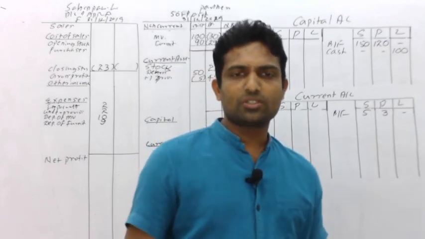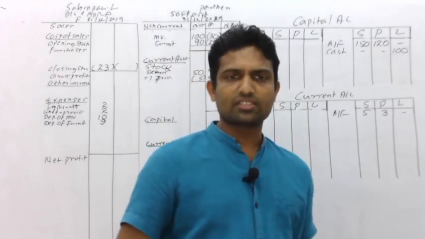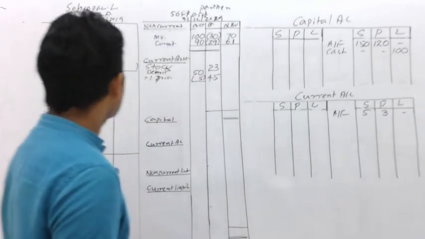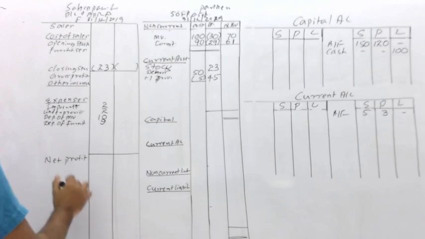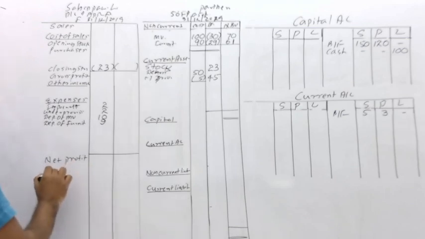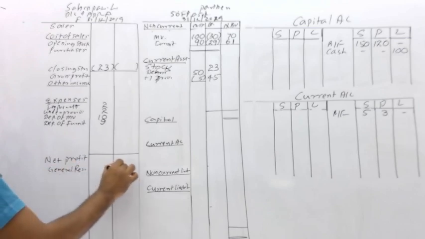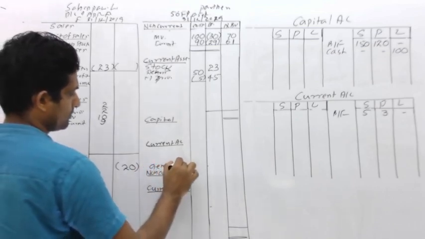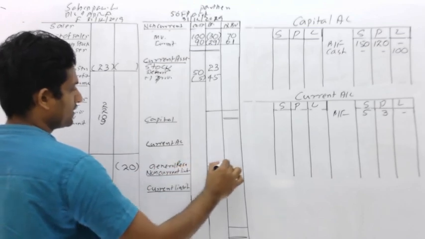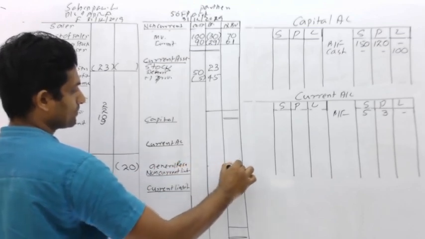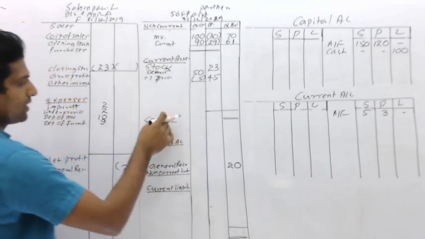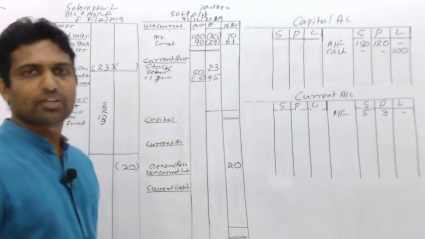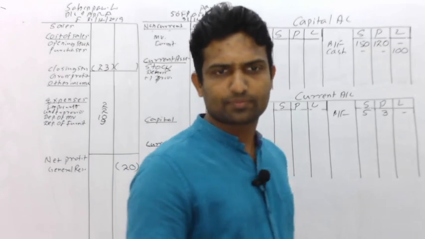Transfer 20,000 to general reserve. There's a transfer to general reserve 20. Transfer to general reserve. Deduct from profit. Show that here. Reserve is a part of capital. Capital account, current account and general reserve you can share as part of capital.